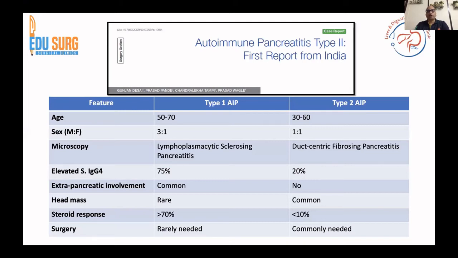Autoimmune type 2, first report from India. I think it was published, Gunjan and Prasad, 5 years back. And of course, the thing about AIP type 2 is that you can't even treat these patients with steroids. They are steroid resistant. So the best option, the early reports that came from Japan said, was a surgical resection or a surgical treatment, and you don't even need to put them on steroids after a surgical resection.